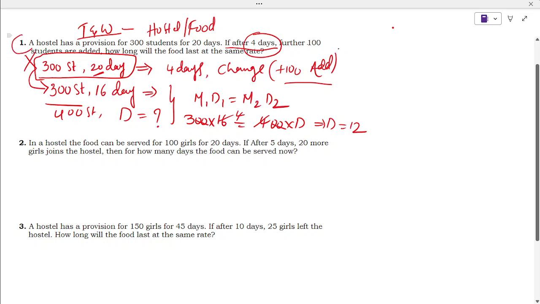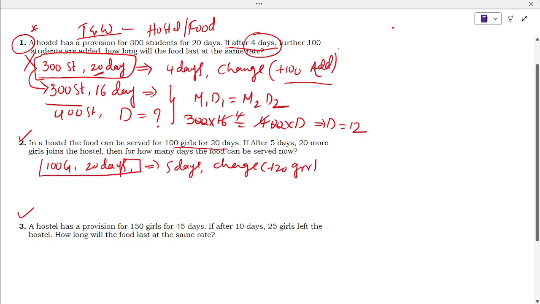So similarly, these two questions are extra for your assignment. Let us solve together. In a hostel, the food can be served for 100 girls for 20 days. So the initial condition is there are 100 girls and the food is served for 20 days. After 5 days the change is happening, and what is that change? 20 more girls join the hostel. So again I'm rewriting the condition given, because it was the condition on the first day. But after 5 days there is a change in the strength.